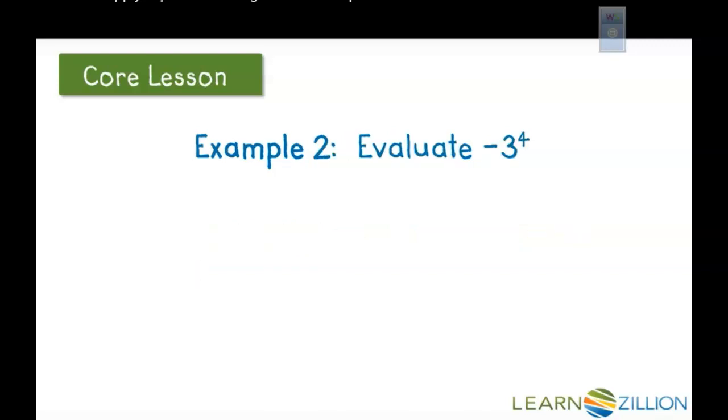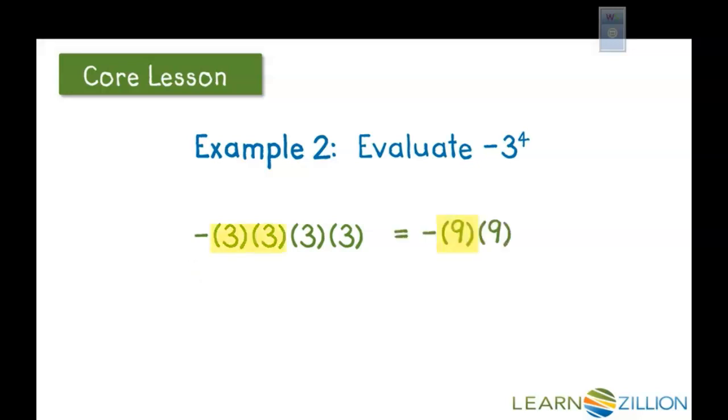In example 2, the base is not in parentheses, so the base is 3, not negative 3. We'll apply the negative to our answer. So first, we write a multiplication statement with 4 threes. So what are we thinking? Positive or negative? There's 1 negative, right? 1 negative, our answer should be negative. Then we can multiply these first 2 3's to get 9, and these second 2 3's to get another 9. So we multiply these 2 9's and get 81. Then just apply the negative to the front and get negative 81.